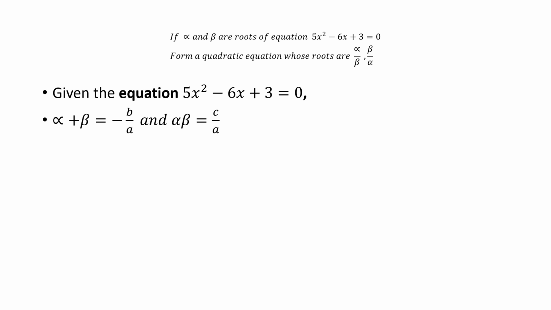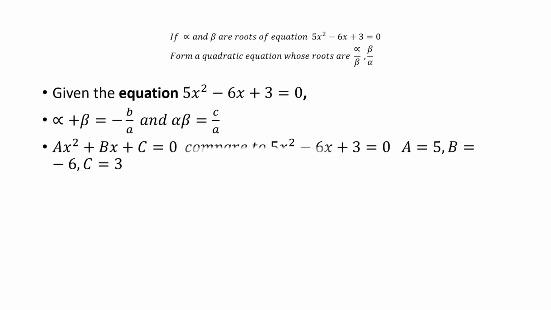Now where does this minus b over a and c over a come from? We understand that. Now a quadratic equation can be expressed in the form ax squared plus bx plus c equals 0. If I compare it to 5x squared minus 6x plus 3 equals 0, that means a is the coefficient of x squared in this one, right? Let me show you what I'm saying. a is the coefficient of x squared here, so the coefficient of x squared here is what? 5. So a is equal to 5.